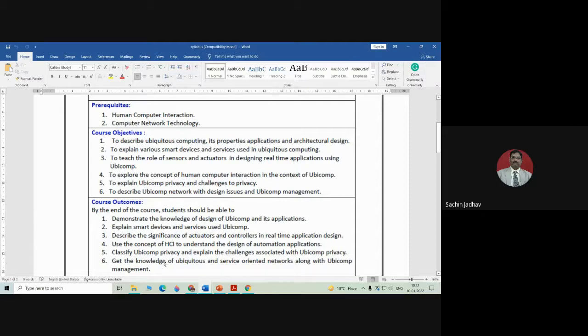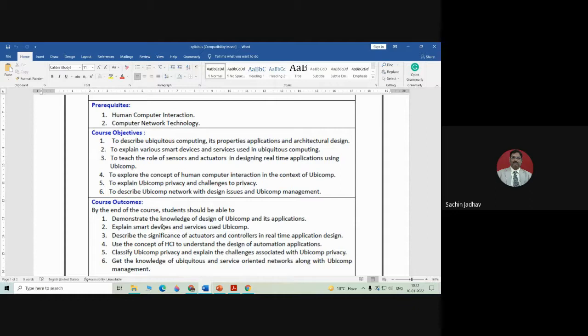Then, explain the smart devices and services used in Ubicom systems. Through the digital poster presentation, you will explain what smart devices you have used and what the different services are. We can categorize the services if you want; otherwise, you can explain that these are the services for this kind of Ubicom system application. You have to understand the significance of each actuator and controller, and where the real-time applications are. That is the end of the course.